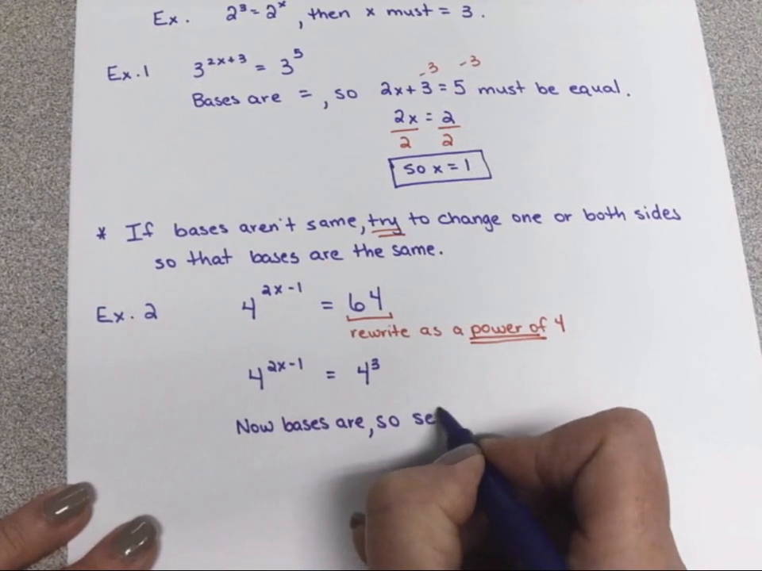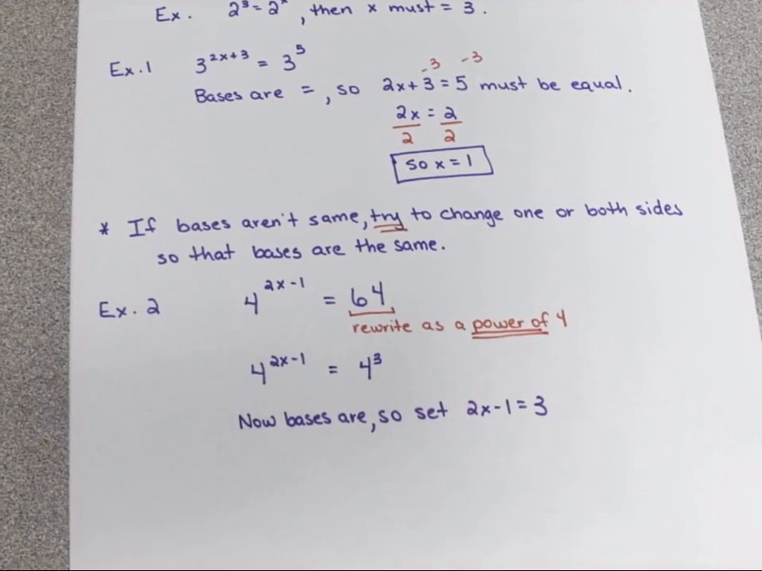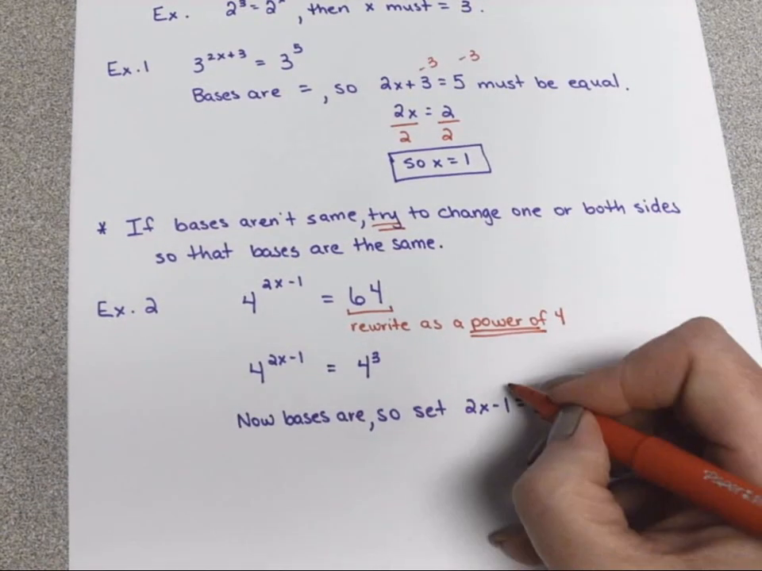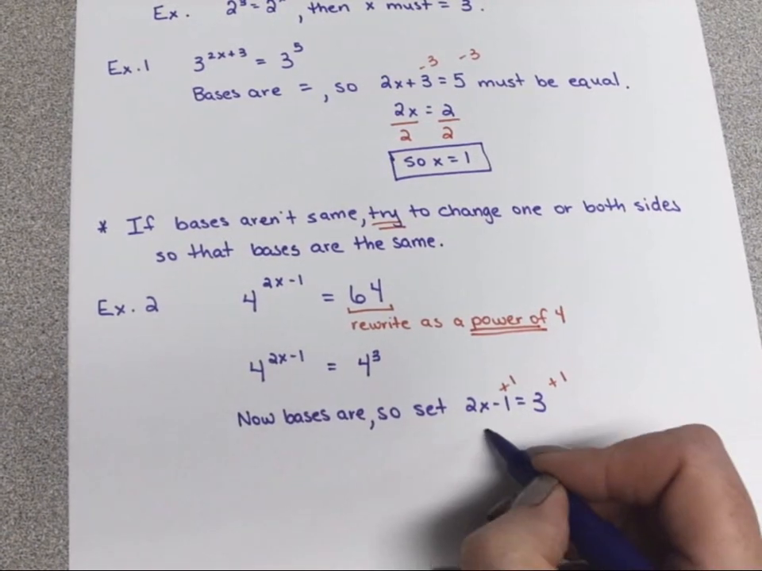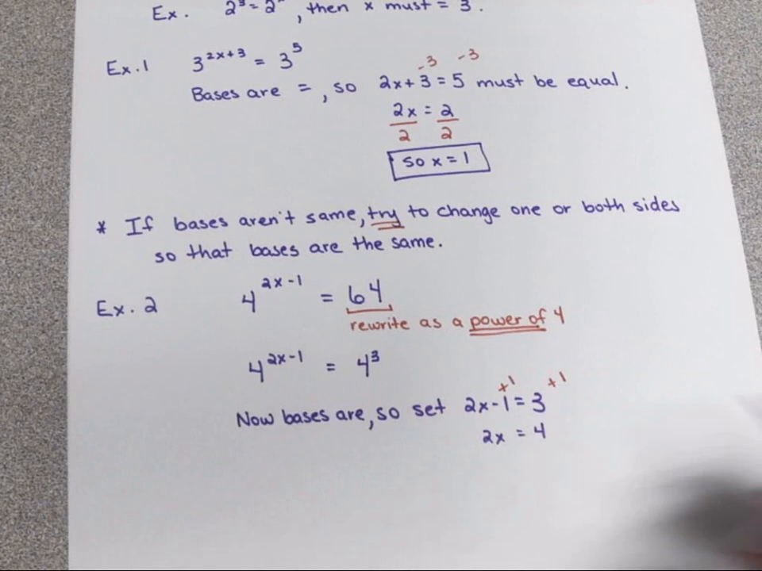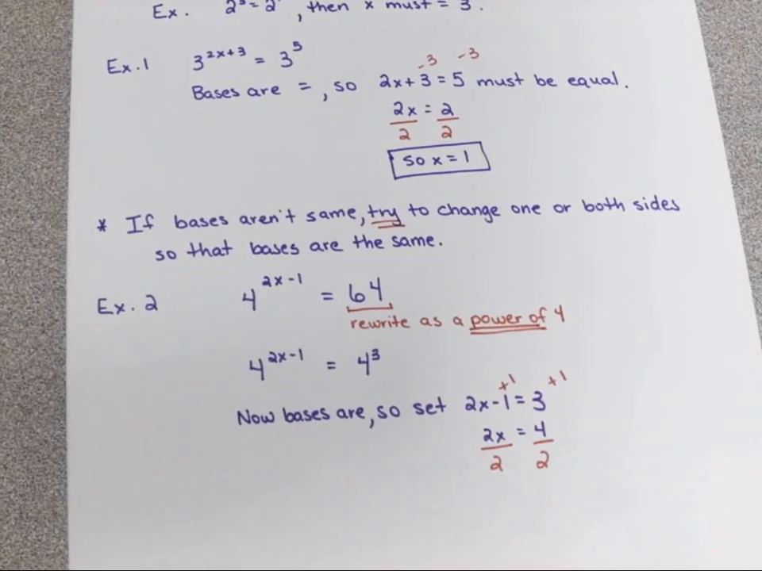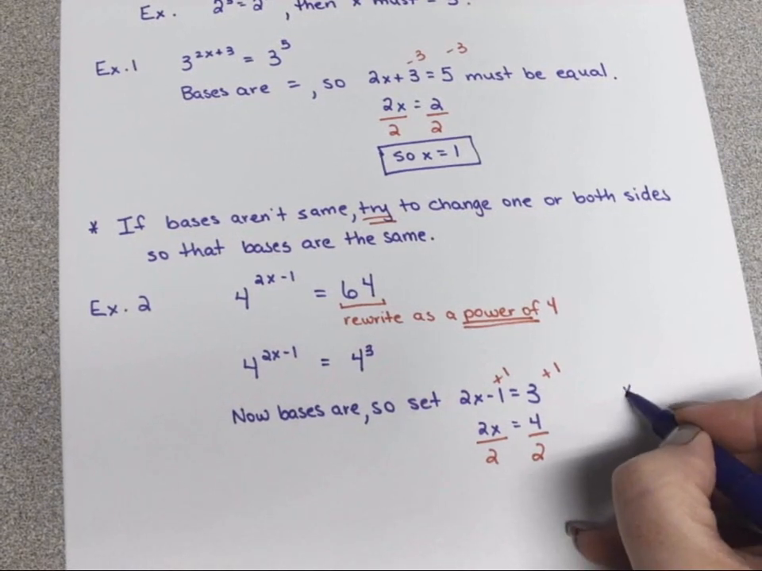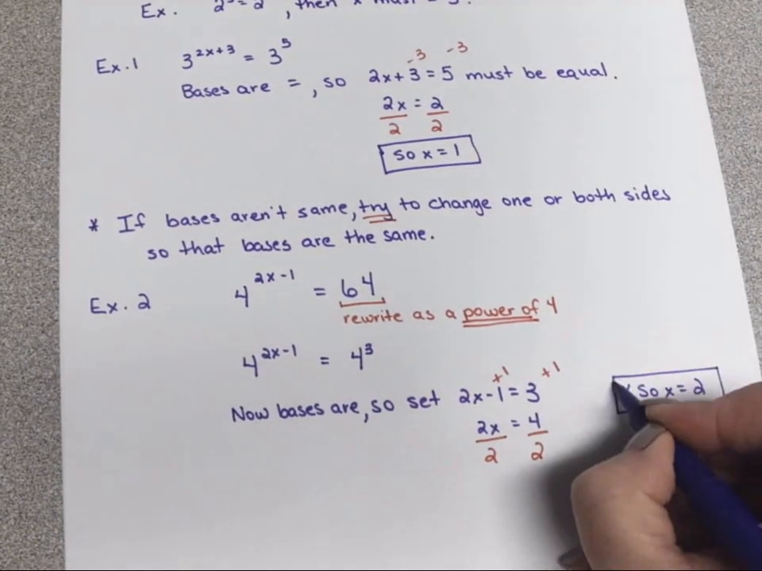So we can set 2x minus 1 equal to 3, and then solve from there, right? So we'll add 1 to both sides, and we'll get 2x equals 4. And then we'll divide both sides by 2. So x must have been what then? x is 2, right? 4 divided by 2 is 2.